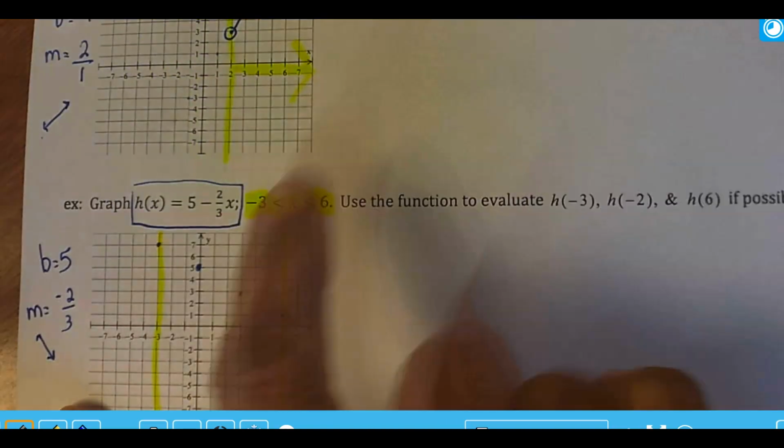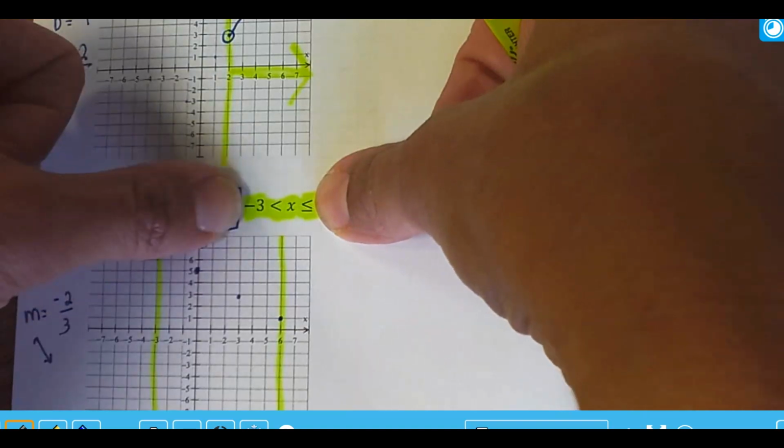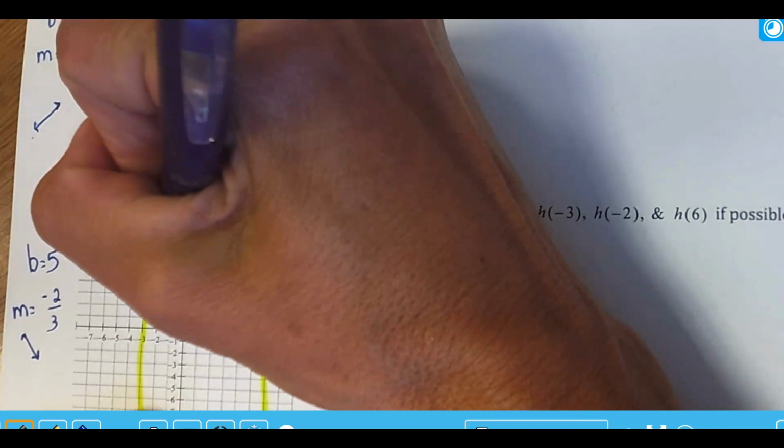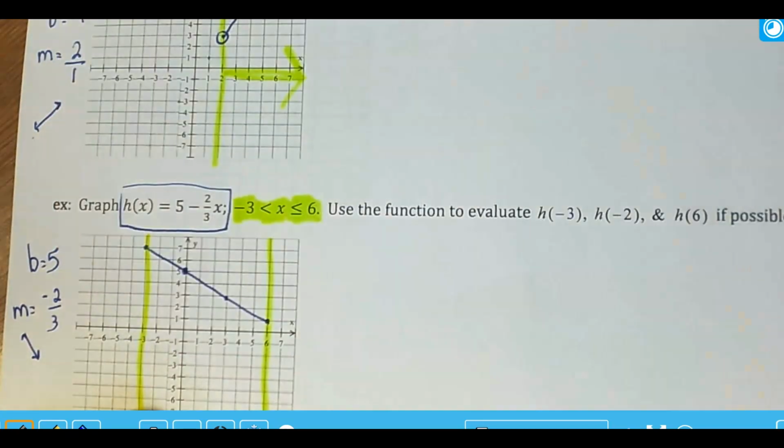All right, and when you see inequalities that look like this, as a review, this means between. So I want to graph the line that's between -3 and 6. I'm going to go ahead and connect my dots. Luckily, I don't have to erase anything because I didn't go past those highlighted lines.